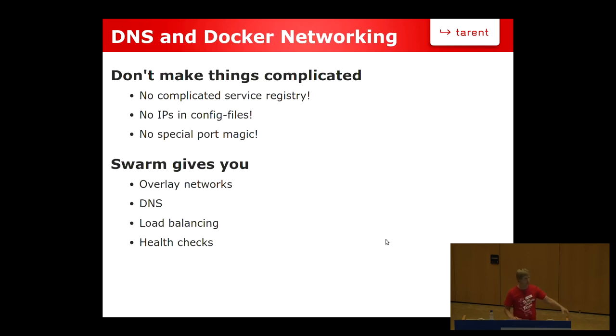Swarm gives you everything, well, not everything, but a lot which you need. So with Swarm, you don't have to make most things complicated. It's very easy to make discovery there. Swarm gives you overlay networks between the nodes. You have DNS for all your containers which you deploy, and you have load balancing between the containers. So it's very easy. You can introduce health checks in your Dockerfile, and Swarm honors them.